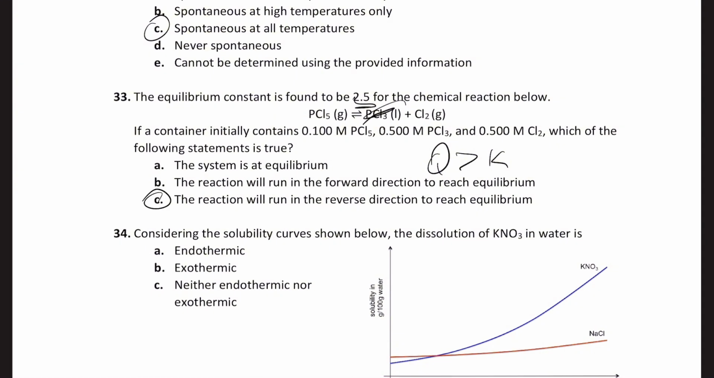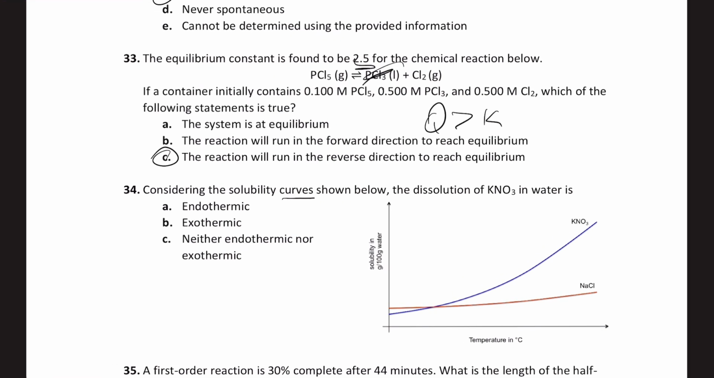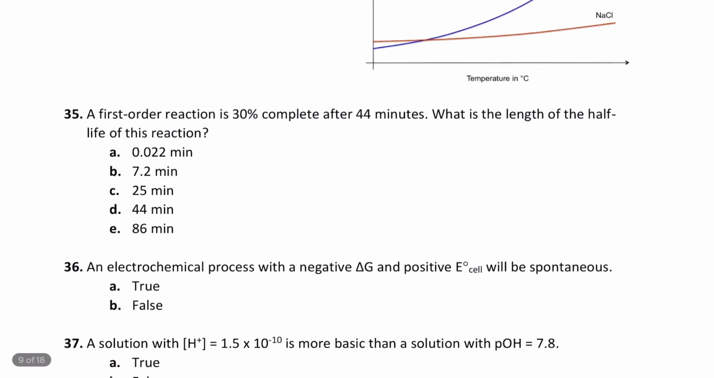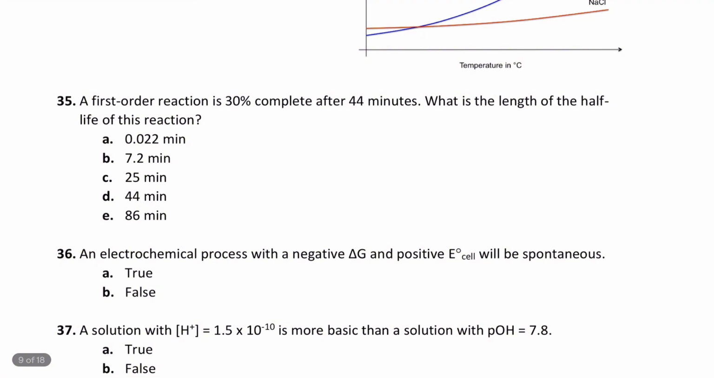Yep. Perfect. All right. So which of the following, the dissolution of potassium nitrate would be endothermic, right? Because you see here it's increasing. Whoa, it's going up as you're increasing temperature. Beautiful. All right, 35. A first order reaction is 30% complete after 44 minutes.